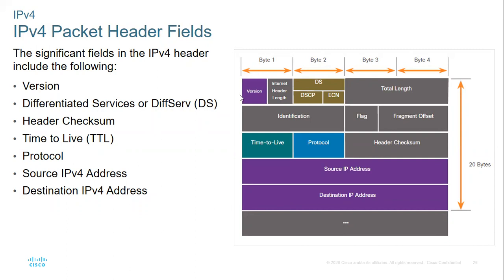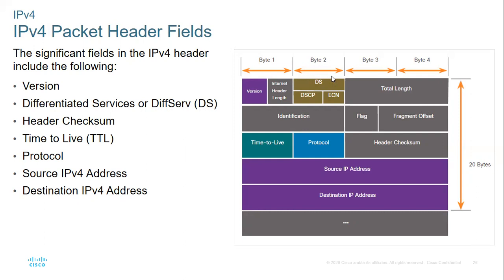So we have the version here. This talks about what version this is. Is this IPv4 or IPv6? So when we have 100 here, it means that we're dealing with the IPv4 header. Then we have the internet header length, so the total length of the header. And then we have the DS.